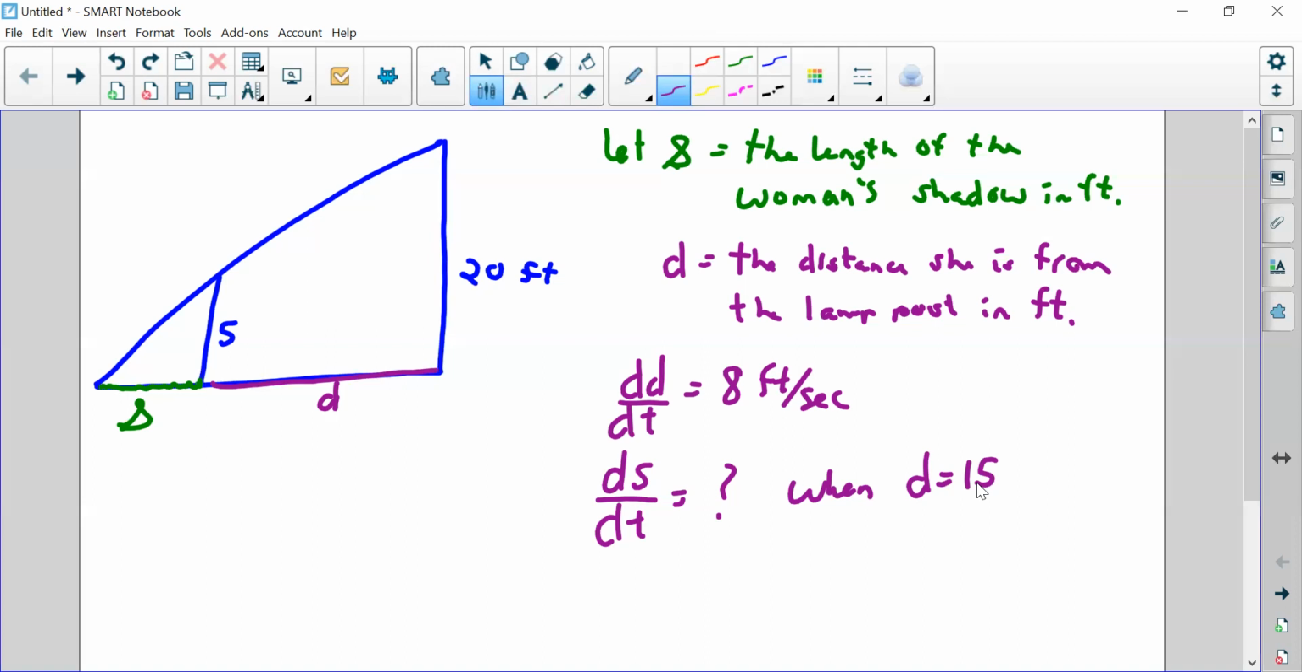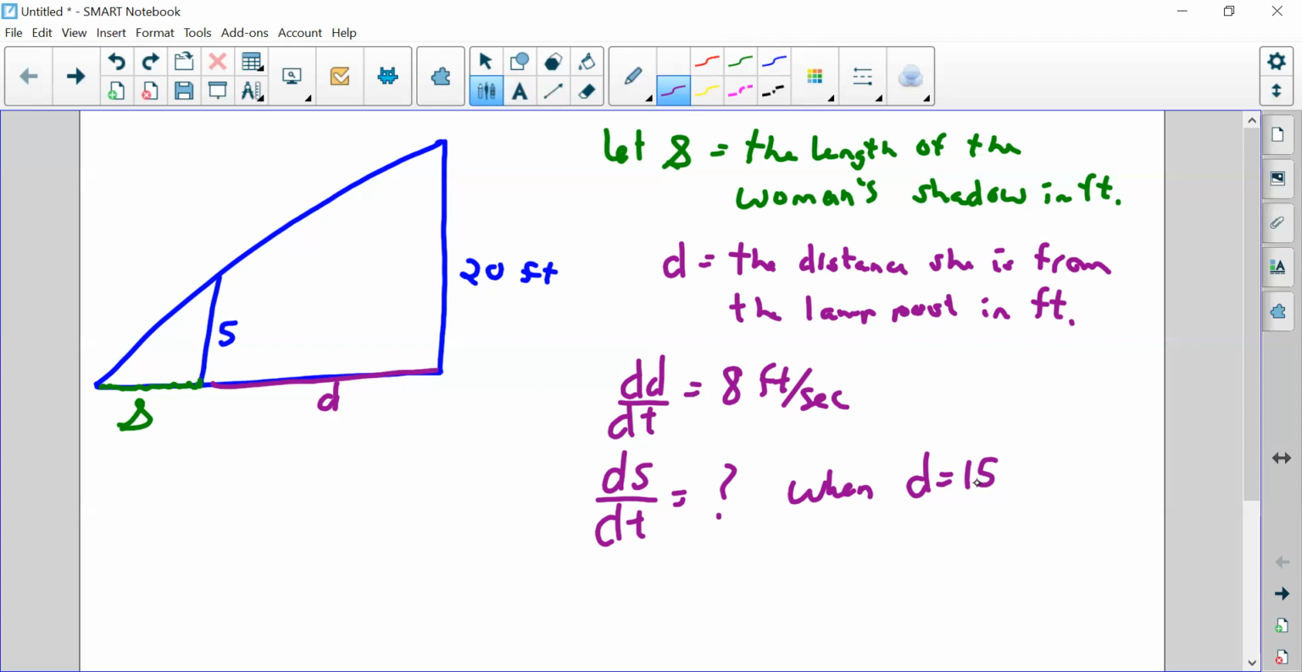I'm trying to find an equation that relates D and S together. Any idea what I could do? How I can relate those? Yeah, you need similar triangles. Yes, similar triangles. Because notice that this big triangle here and this little triangle with S both have right angles, and they both share this angle here. So we have angle similarity. So we know that this little triangle here and the entire triangle are similar to each other.